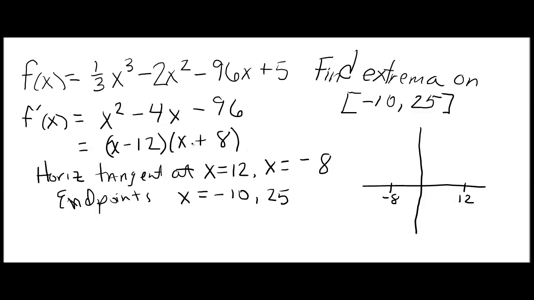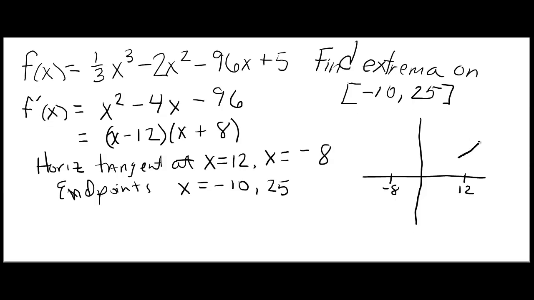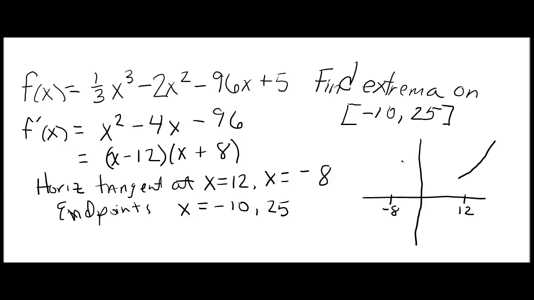Let's look at the derivative. We see that if we use a number larger than 12, the derivative would be positive, which means our function would be increasing. So I don't know if it's up here or down here where it is, but we know that the function is increasing once we're past 12. If we use a number between 12 and -8, we would see that the derivative is negative, so it would be decreasing. So something like that: decreasing and then increasing up there.